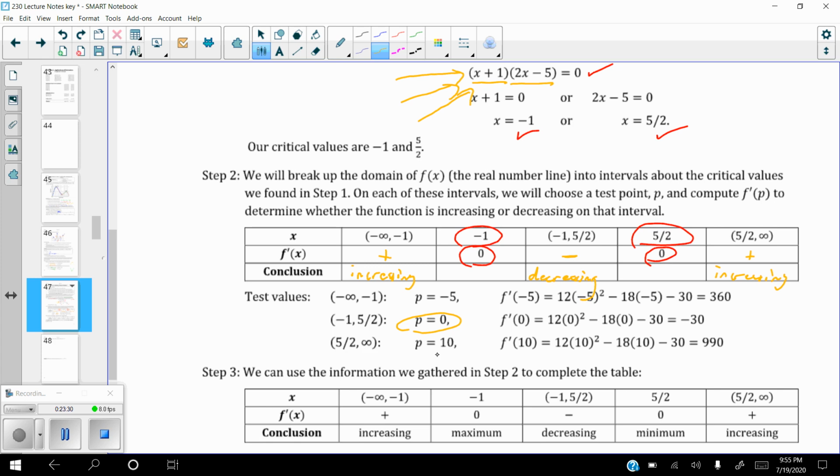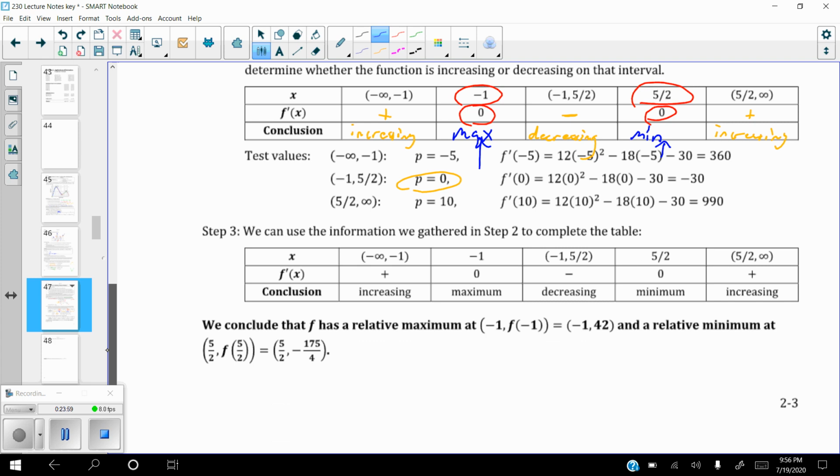So there's your chart. So the big key, and again, you can see it already filled in. I'm just going to keep going ahead and filling this in, is right here. If I go from increasing to decreasing, that means this has to be a max. And the second one, if I go from decreasing to increasing, right here, that means this has to be a minimum.